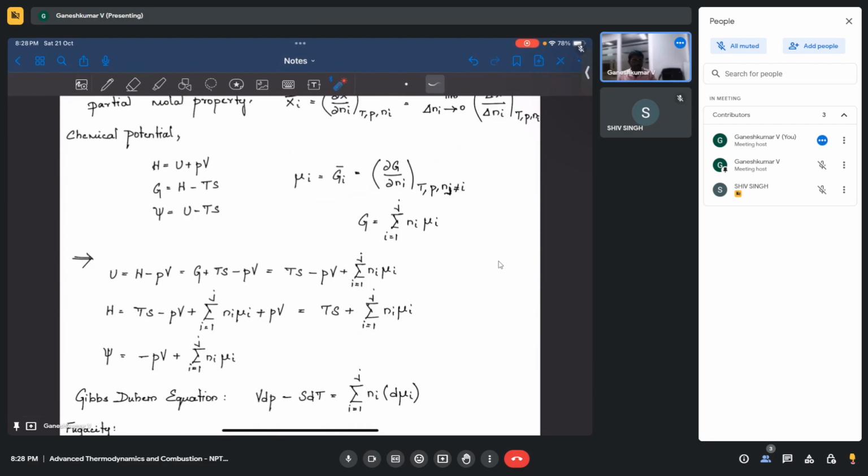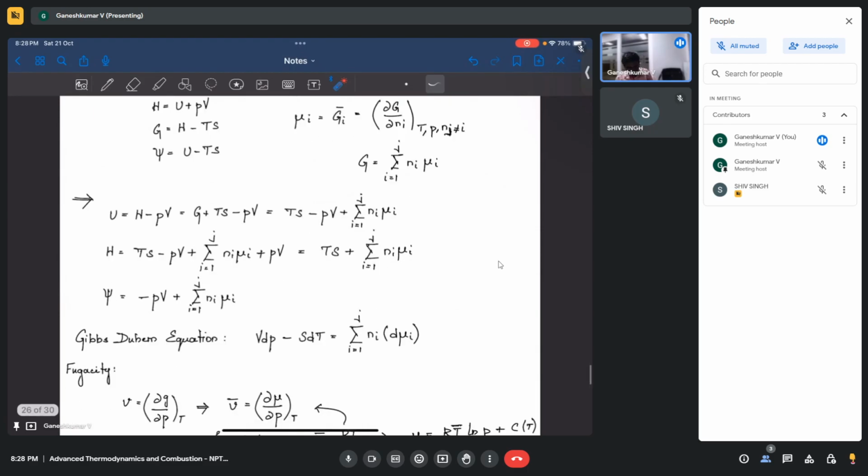Gibbs free energy is coming from the entropy TdS relations. We have H, and U is equal to H minus V.